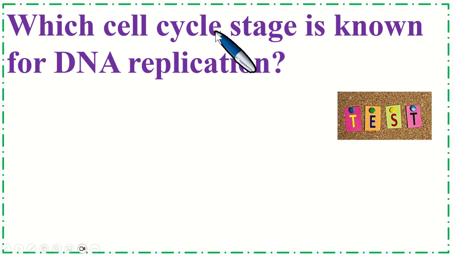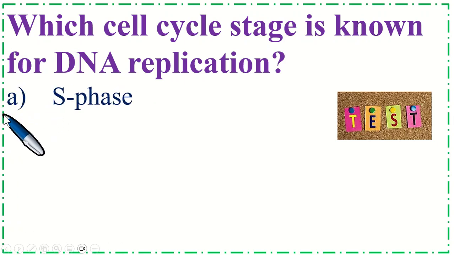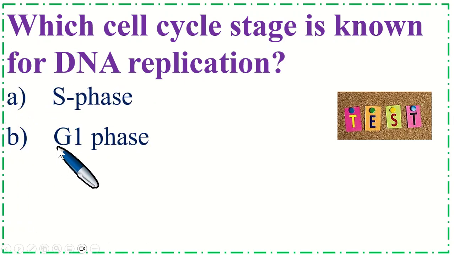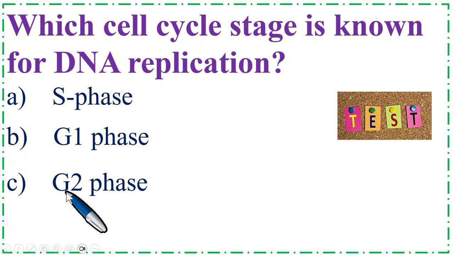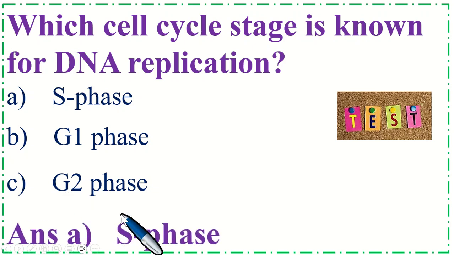Which cell cycle stage is known for DNA replication? Option A, S phase. B, G1 phase. C, G2 phase. Correct option is A, S phase.